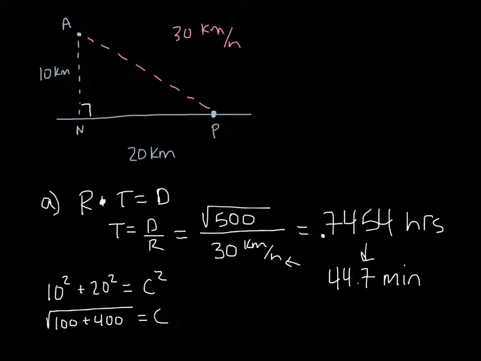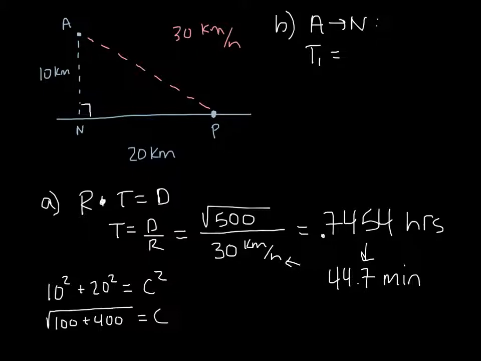So that's how long it's going to take me to go from A directly to P through the desert. The next part, let's put part B, asks how long it would take to go from A to N and then from N to P. So this is going to use the same thing. We're going to use time as distance over rate, but we have two different distances and two different rates that we're going to add up. So first, let's go from A to N. And let's call this T1.